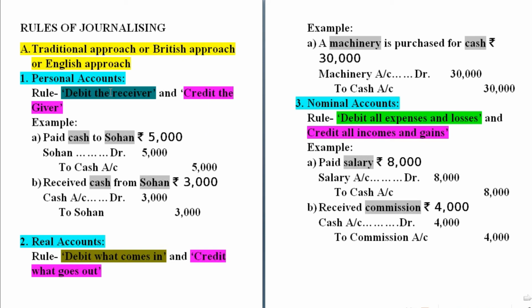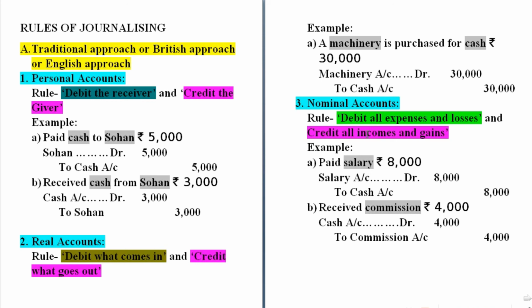Okay, so here, before we go to the second approach, let us quickly revise this. Personal account, debit the receiver, credit the giver. Real account, debit what comes in, credit what goes out. Nominal, debit all expenses, credit all incomes and gains. So here we have gone through the first approach.